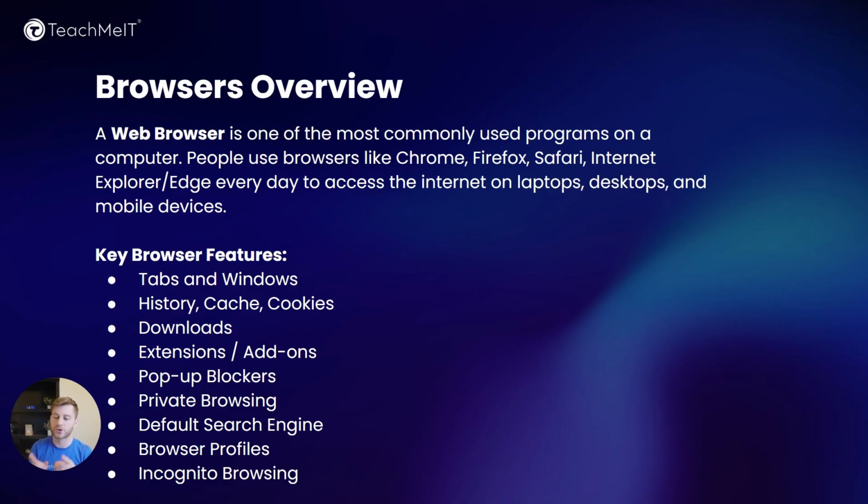Here are some important features of web browsers. First, we're going to be covering tabs and windows. These are very, very common when you're in a web browser, to have multiple tabs open and multiple windows. Then we're going to be covering history, cache, and cookies. From there, we're going to be covering downloads. You've definitely gone out and downloaded things before. We're going to be talking about extensions and add-ons, as well as different types of things like ad blockers, and overall different types of extensions that you can use in order to improve your experience when going out on the internet. From there, we'll be talking about pop-up blockers as well, followed by private browsing, a default search engine and what that is, browser profiles for different types of browsing and through different accounts, as well as incognito browsing.